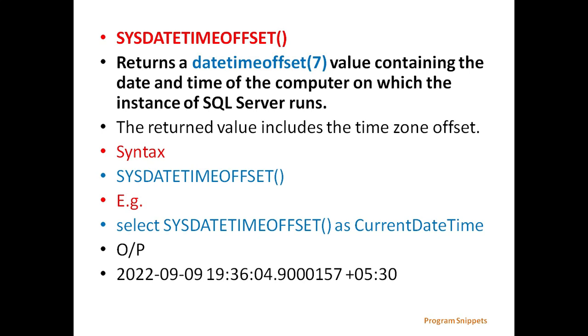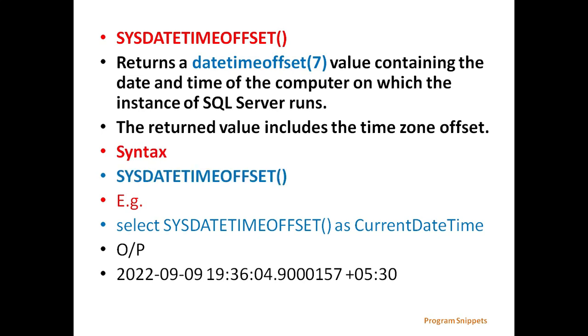Next is SYSDATETIMEOFFSET. This function returns a datetimeoffset value containing the date and time of the computer on which the instance of SQL Server runs. The return value indicates the time zone offset. General syntax is SYSDATETIMEOFFSET. For example, SELECT SYSDATETIMEOFFSET AS current_date will give the output current date and time with time zone offset.